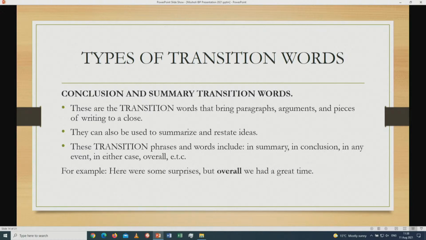For example, here were some surprises, but overall, we had a great time. In conclusion, an upgraded security system isn't a luxury, it's a necessity.